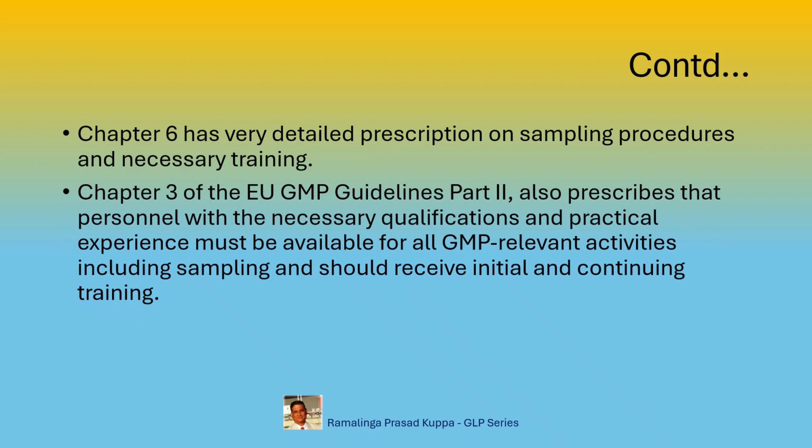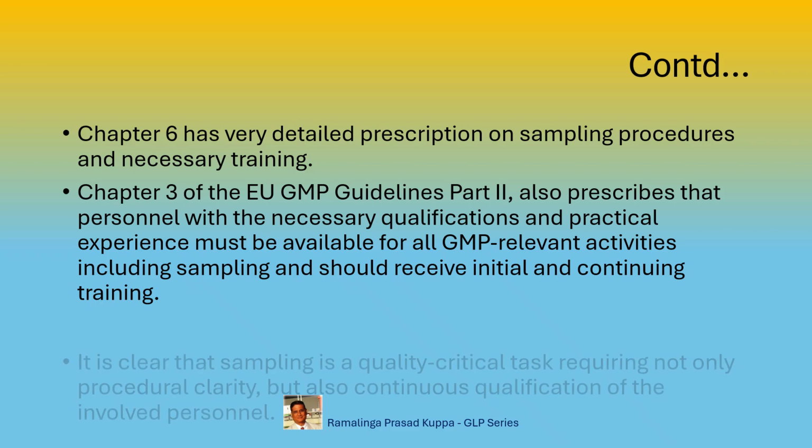Chapter 3 of the EU GMP guideline, Part 2, also prescribes that personnel with the necessary qualifications and practical experience must be available for all GMP relevant activities, including sampling, and should receive initial and continuing training. EU GMP Guidelines Part 2 is specifically for APIs. It is almost similar to ICH Q7.